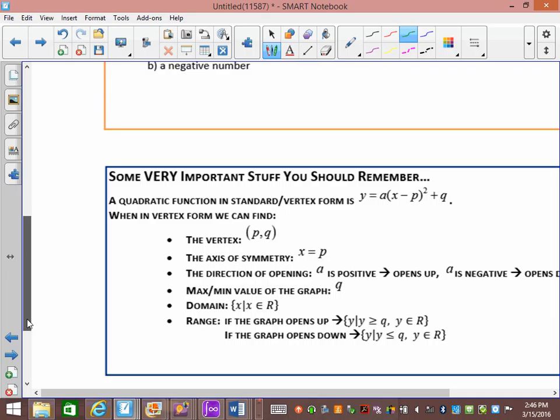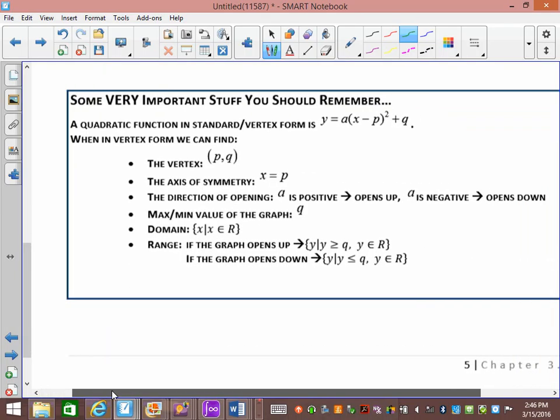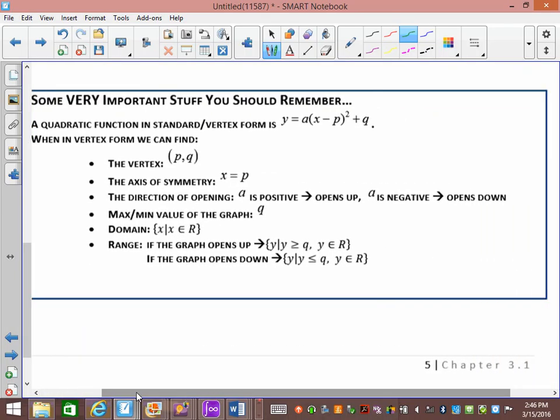Okay, important stuff. This is in vertex form: y equals a(x minus p) squared plus q. When in vertex form, you can find the vertex. The vertex is just what p and q are. So let's write an example here. y equals negative 3(x plus 2) squared minus 7.